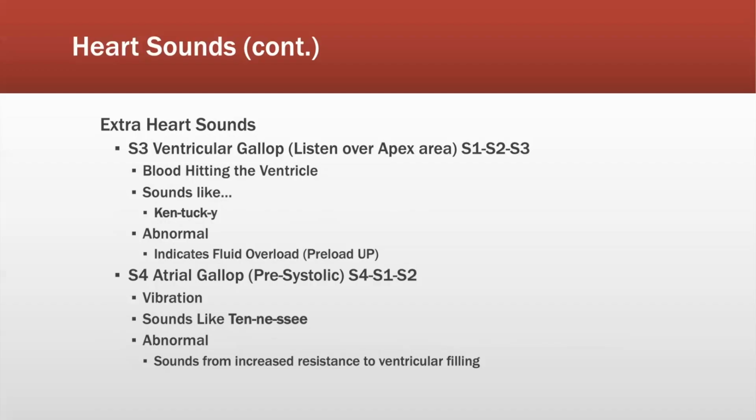So the S4 heart sound is the atrial gallop. This is presystolic, so it's S4, S1, and then S2. It's a vibration. It sounds like Tennessee, Tennessee, Tennessee. So this is abnormal, and this is caused by increased resistance to ventricular filling.